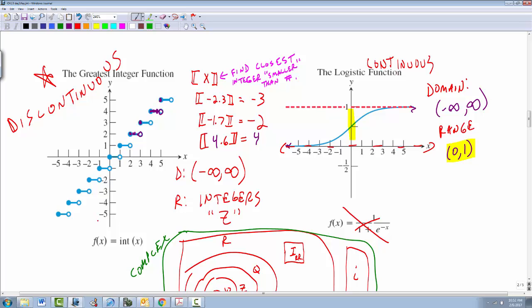Something about step functions, knowing how to graph this maybe a little bit. This one, if I ask you about the logistic function, we're not memorizing this. That's why I have this crossed off. But you've got to be able to analyze the graph correctly.